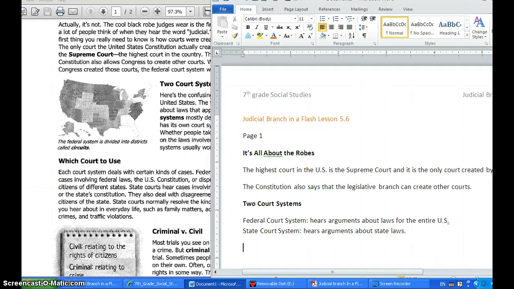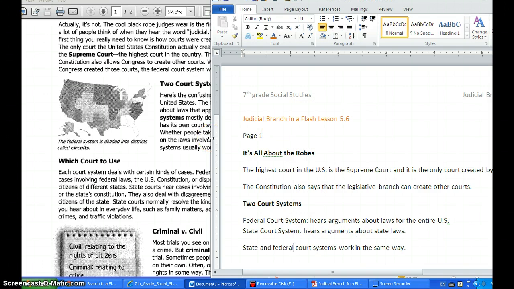So I'm going to make another note here. State and federal court systems work in the same way. Okay, so that's another important thing that we need to take note of.